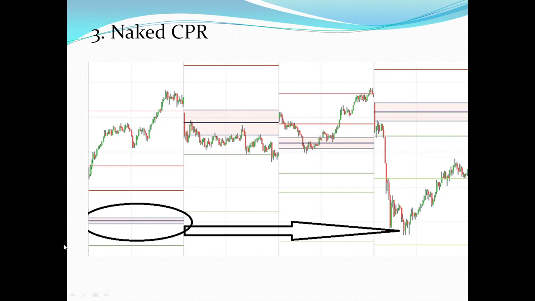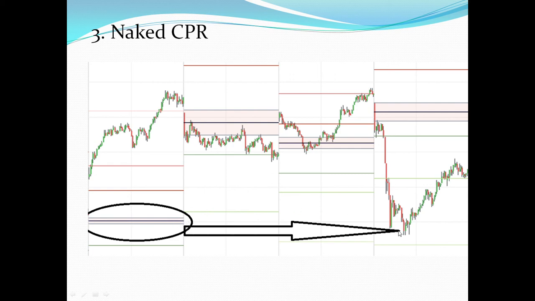Here see this, I have marked this as a naked CPR. Okay, the values have not touched, the candles have not touched this CPR, and the next day it was with CPR, the next day also it was with CPR, the next day it was with CPR and made a downtrend. Okay, made a downtrend, and here you see the CPR. You should always mark this naked CPR whenever you're trading in case if it is there.